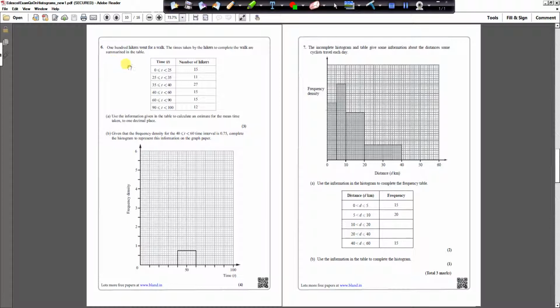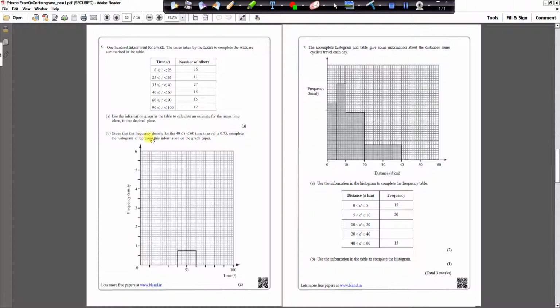Question number 6. 100 hikers went for a walk. The times taken by the hikers to complete the walk are summarized in the table. So you have time, we have a number of hikers, which tells us how many hikers we had, and we'll use the information given in the table to calculate an estimate for the mean time taken to one decimal place.